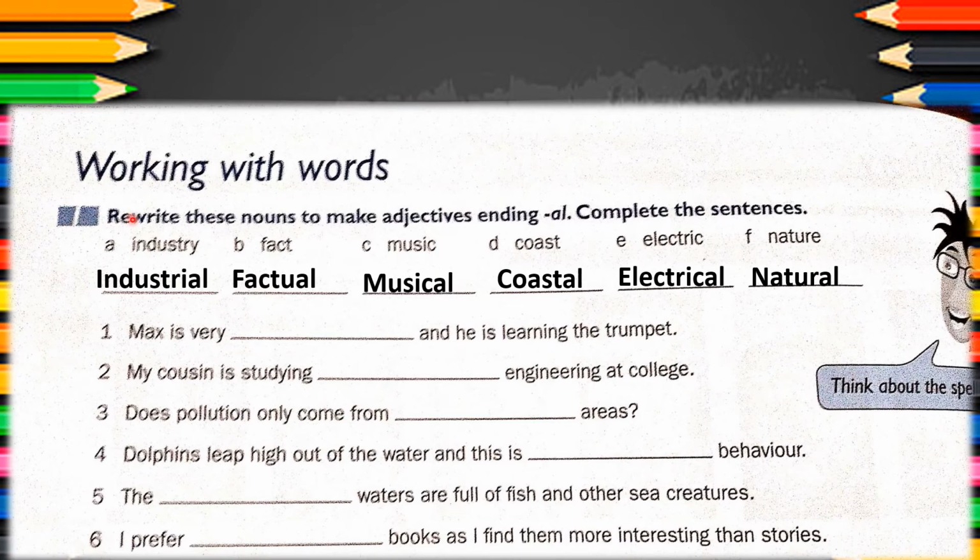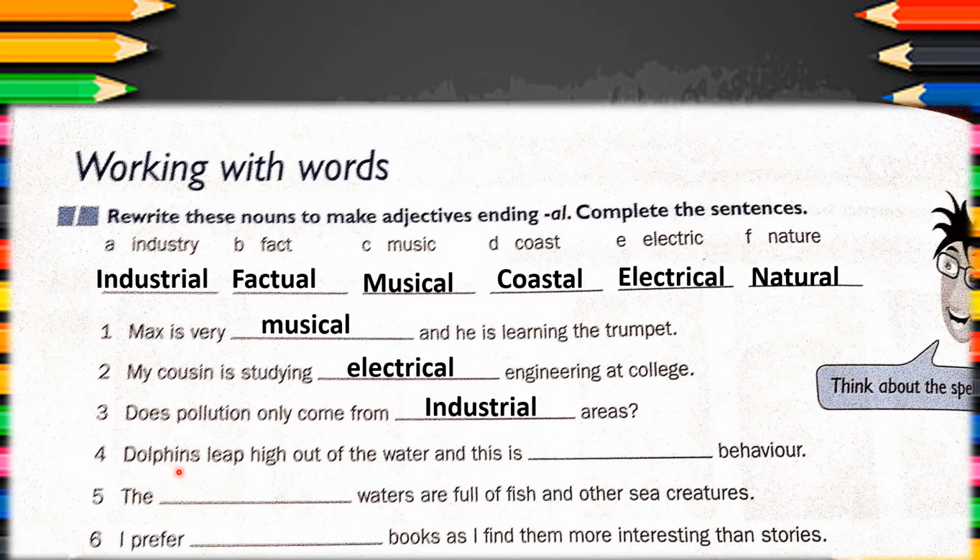Okay. Now we want to use these adjectives to complete these sentences. Number 1. Max is very what, and he's learning the drum. The answer is musical. Number 2. My cousin is studying what engineering at college? Yes, electrical engineering. Number 3. Does pollution only come from what? Yes, industrial areas.